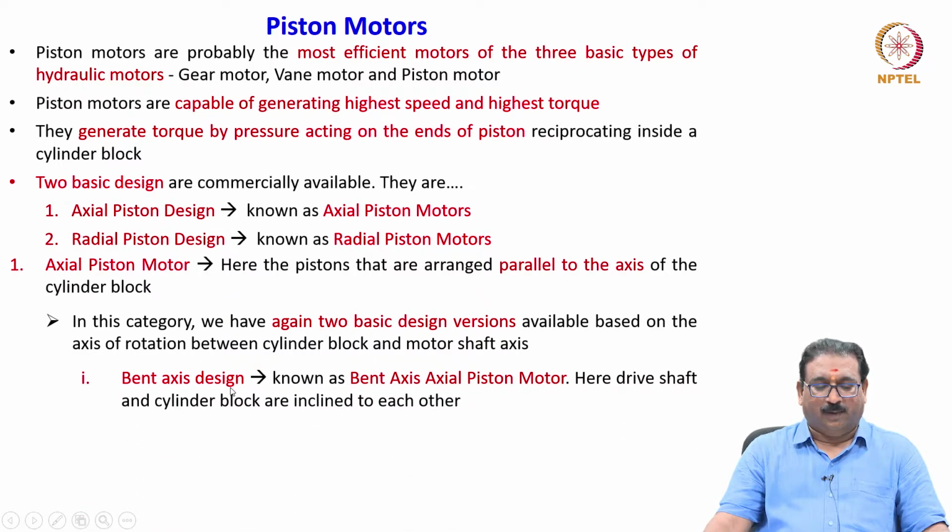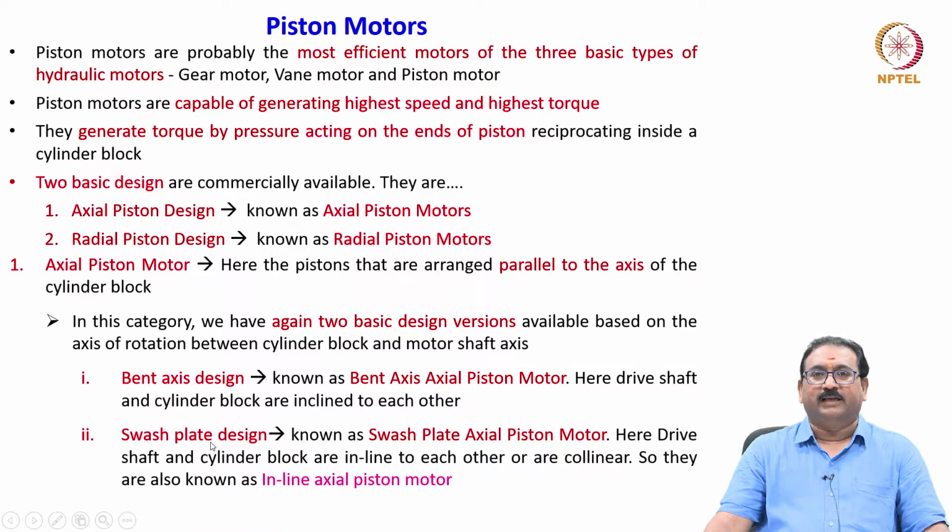The first category here is the bent axis design, known as the bent axis axial piston motor. Here the drive shaft axis and the cylinder block axis are inclined to each other. The second category is the swash plate design, known as the swash plate axial piston motor. Here the drive shaft and cylinder block are inline to each other, that is, collinear, so they are also known as inline axial piston motors.